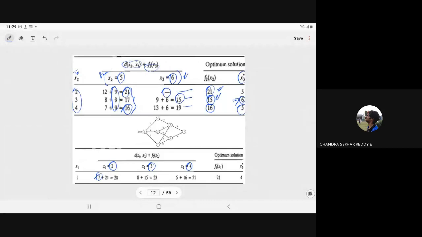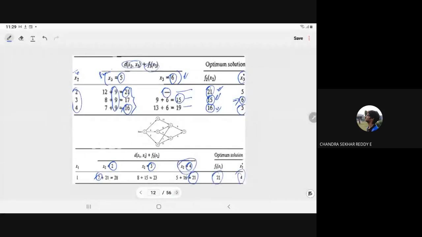Similarly for the city 2, it is the optimal value from the previous table. We see it is 16, and current distance, that is 5, so it is 21. So when it is 21, that is the minimum. So that 21 you are getting from x2 is equal to 4.